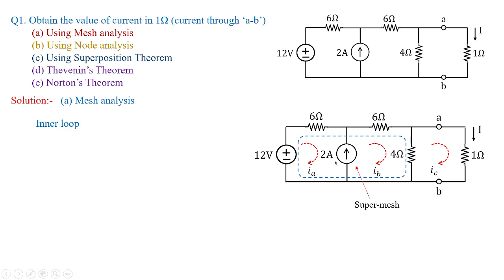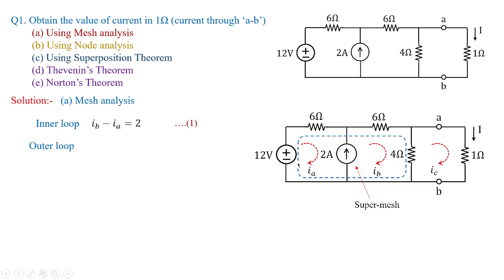First you select the inner loop. In the inner loop you can see IB and IA are both flowing in clockwise direction, whereas the 2 amperes is flowing from bottom to top. So I can say that IB minus IA is equal to 2 amperes. So this is the first equation we have obtained with the help of the super mesh.